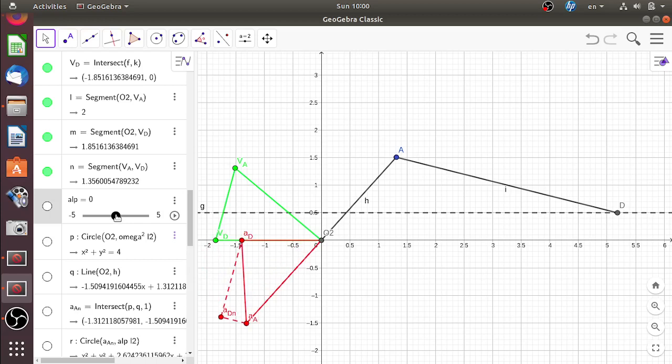Maybe once you construct it, you can play with these things and you can understand the behavior in a better manner. So I hope you understand how to construct the velocity diagram and acceleration diagram beside the configuration diagram using GeoGebra. Thank you.